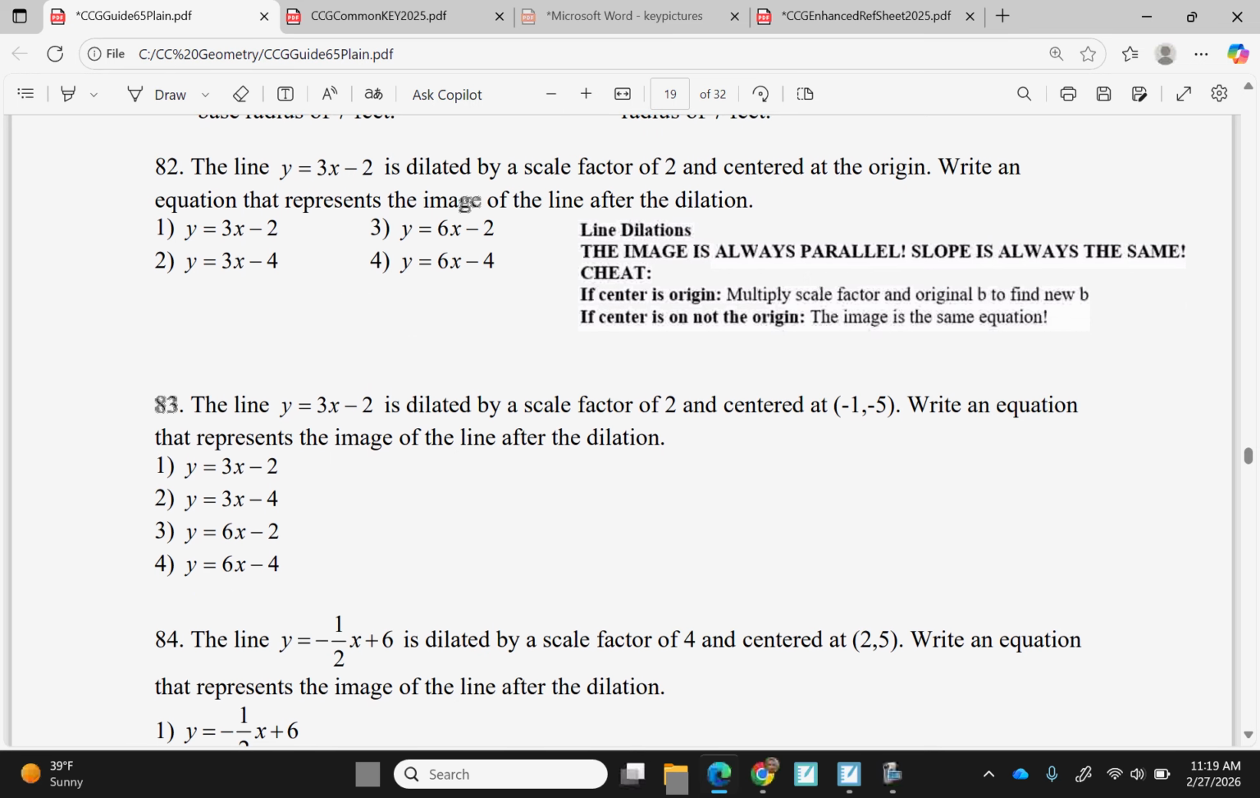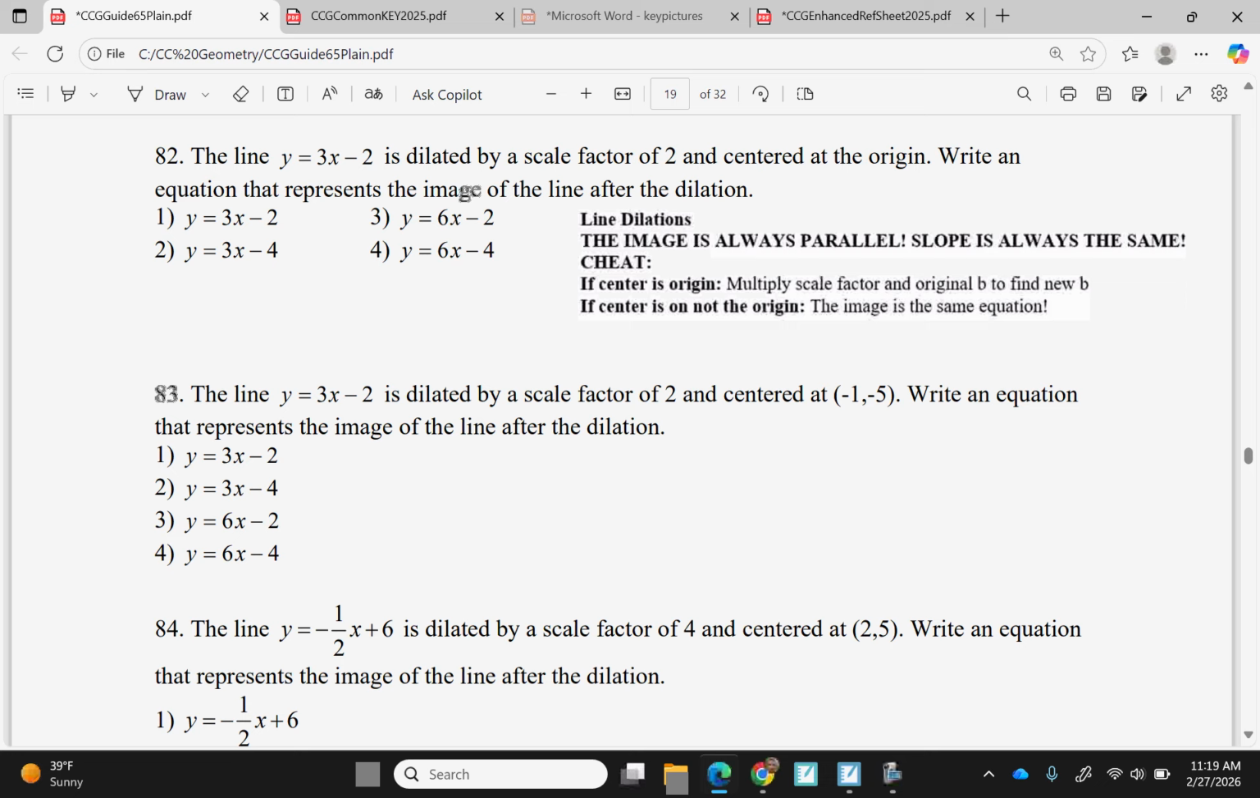Line dilations, listen, this is the guide to 65. We're just going to do the cheat, all right? The cheat works like 75% of the time. The other 25%, it is a bit complicated. We're going to go with the cheat. Line dilations, parallel, keep the slope. This is not the cheat.